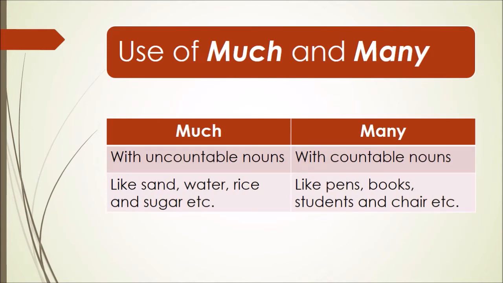We sum up. Much is used with uncountable nouns like sand, water, rice and sugar. And many is used with countable nouns like pen, book, student, chair, etc.